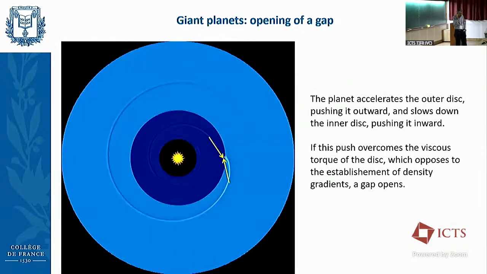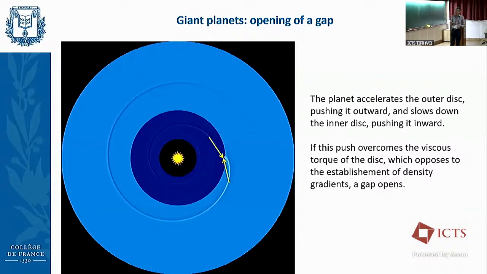Now, all I've said so far concerns planets that are small enough not to change the global structure of the disk. That is, they create this wave, but the overall density in the disk remains the same. But this cannot be true forever. If the planets are massive enough, they have to exert a stronger effect on the disk.